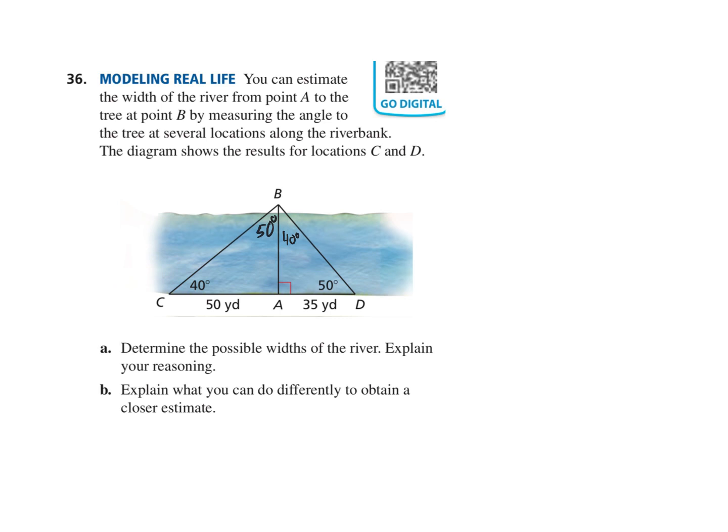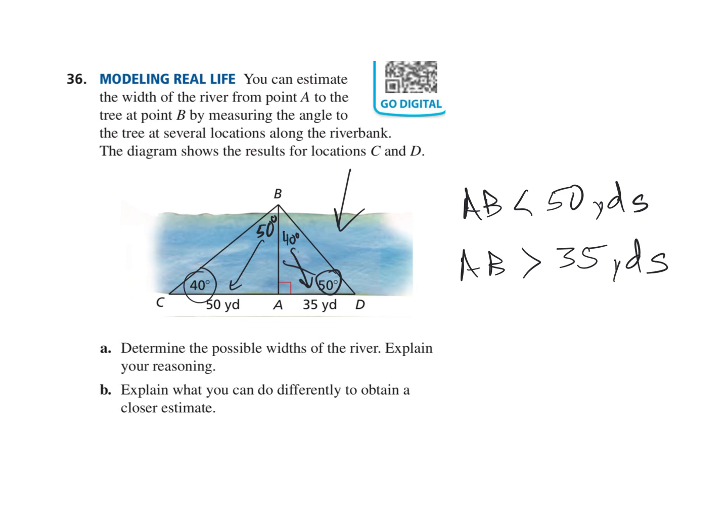Okay, so since you have 50 degrees here opposite the 50 yards, and 40 degrees is smaller than 50 degrees, that means AB must be less than 50 yards, okay? Because it's opposite the 40-degree angle, which is smaller than the 50-degree angle. And then you look at the right triangle, and the 40 degrees, which is smaller than 50, is opposite the 35 yards. So again, AB is opposite the bigger angle here, so AB must be bigger than 35 yards. So that tells us for our answer on part A that AB must be between 35 and 50 yards, the distance across the lake. Now, what could you do differently to obtain a closer estimate?